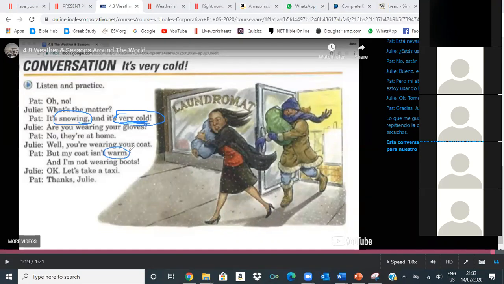And what about this word? Warm. What is caliente? Warm. Caliente. Correct, correct. Very good, okay. So I have an activity, a little presentation I want to show you.